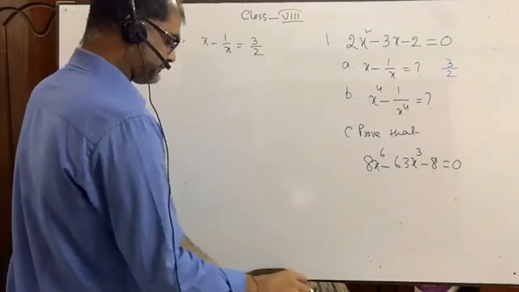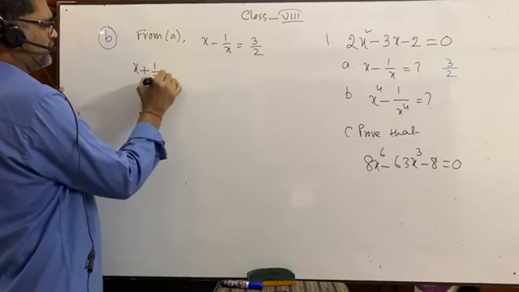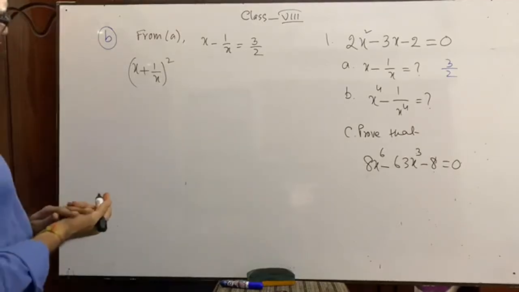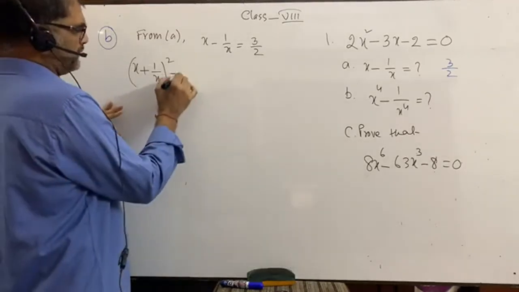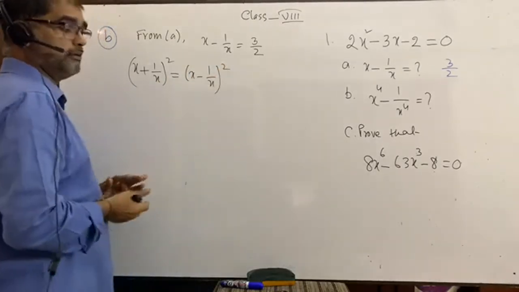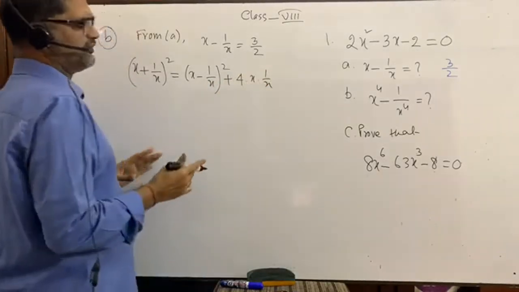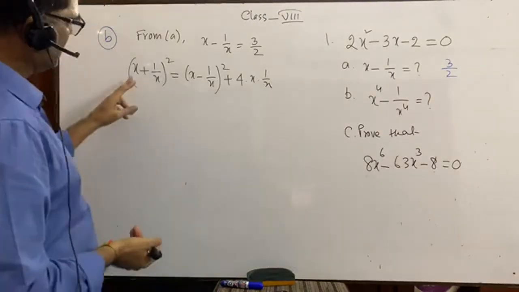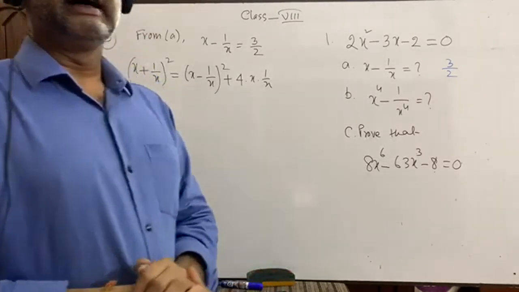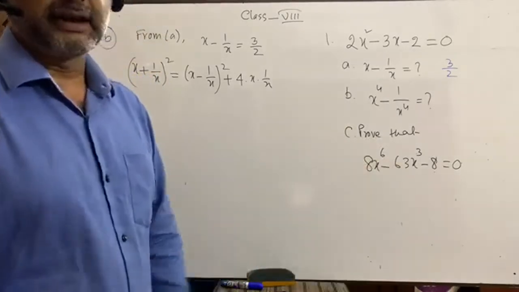Write down. We know x plus 1 by x whole square, that is a plus b whole square, is equal to what? What is the corollary of a plus b whole square? It is equal to a minus b whole square plus 4ab. That is, a plus b whole square is equal to a minus b whole square plus 4ab. This is the normal corollary that you have been reading from class 7.